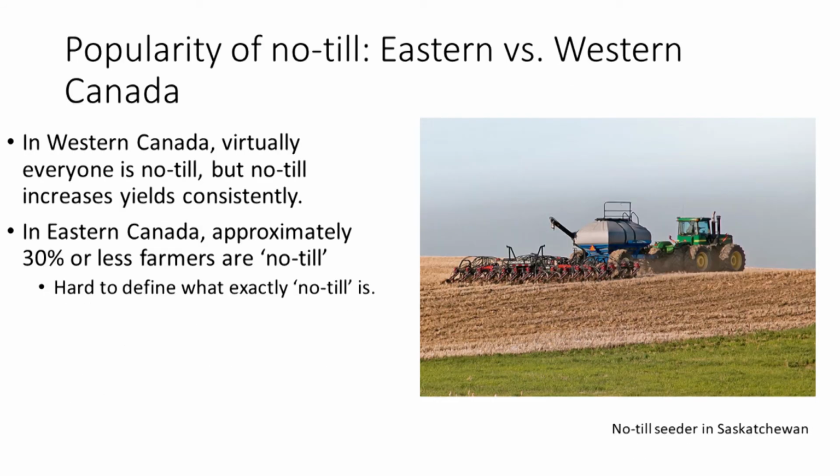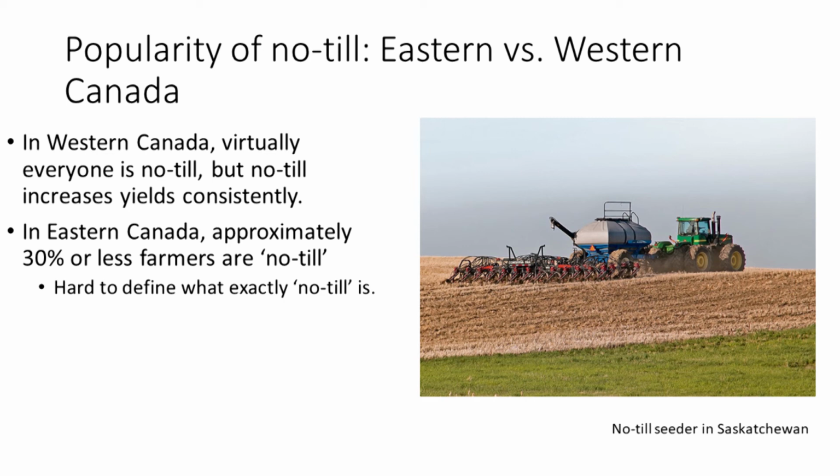Okay, so the popularity of no-till. In Western Canada, I'm talking about Saskatchewan, Manitoba, Alberta, virtually all farmers are no-till farmers. But that's because no-till dramatically increases yield, right? If they can keep their residue on the surface, then they can better use their limited amount of rainfall, the limited amount of soil moisture they have to grow crops.